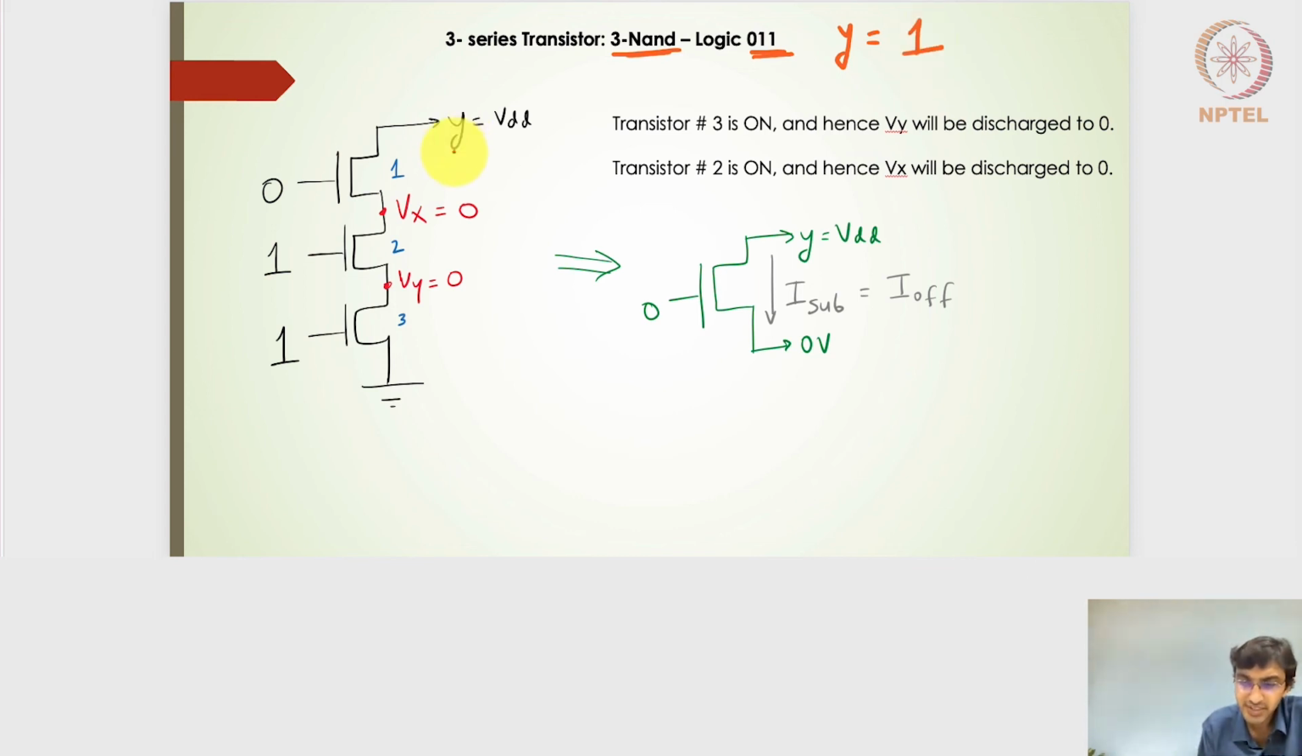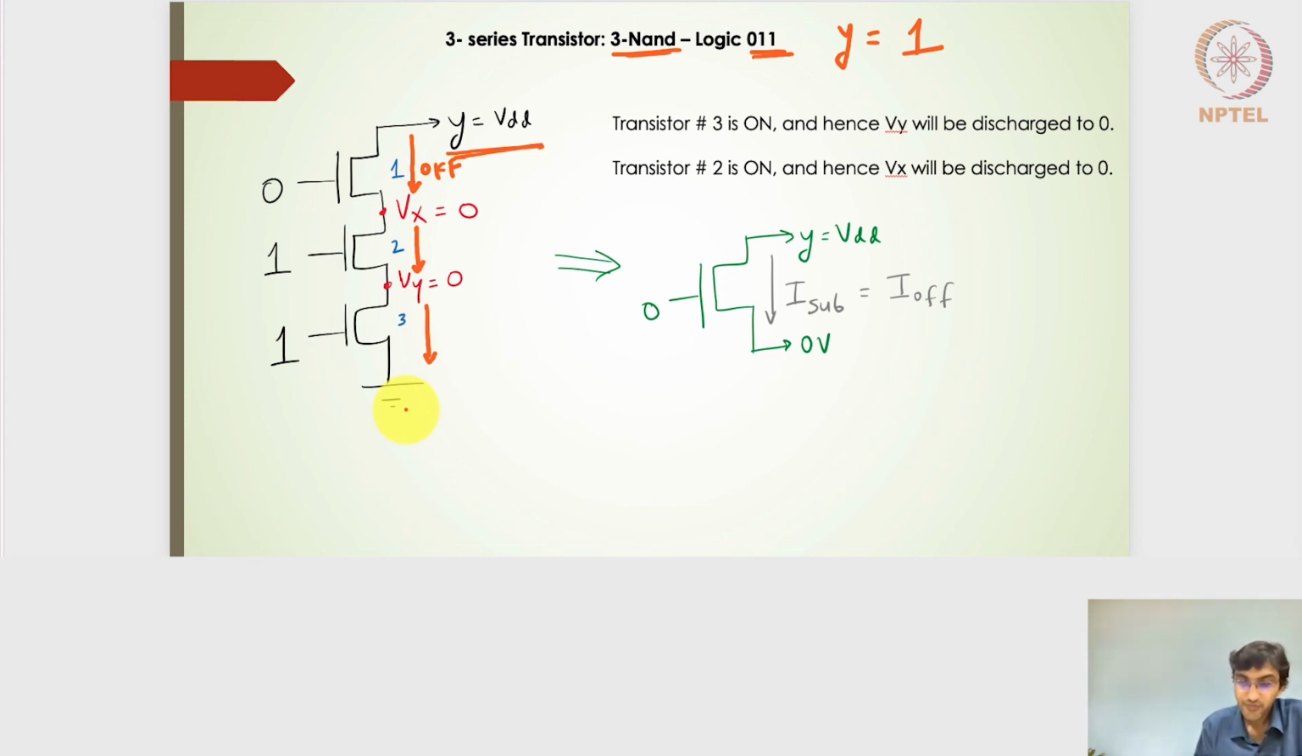Right? So the output is charged to VDD value here. And in 0, 1, 1, I know that if it is 0, this transistor number 1 will be off. So it will be in subthreshold region. So that means it should drive the subthreshold leakage current. The second and third transistor, although this is on, because this transistor is off, right? So if this supplies the subthreshold leakage current, this is going to take the supply of the subthreshold leakage current and then put it into the ground, right?